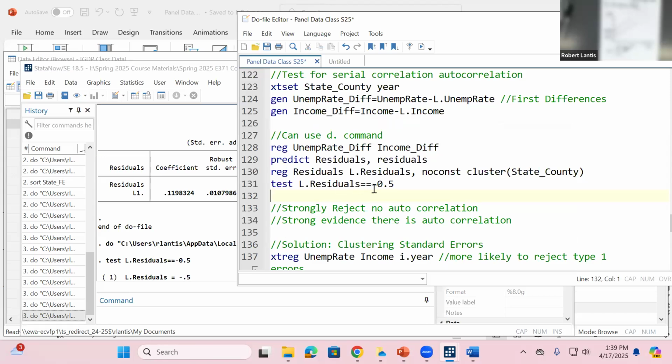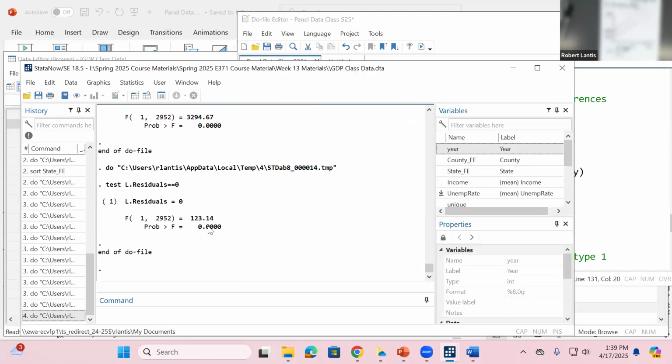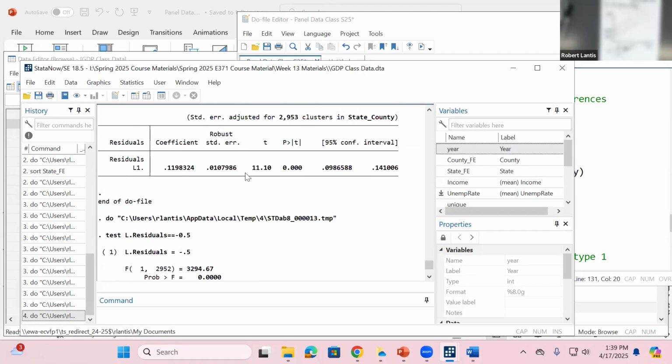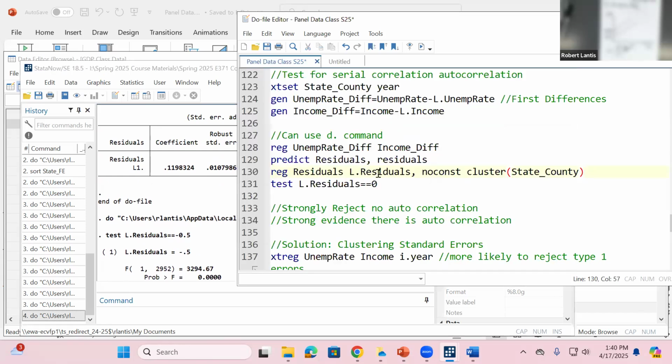But that's how you would run that test. Just test whatever variable you want to test the coefficient of. Not is it different from 0, but is it different from negative 0.5? In fact, if I use 0 here, what should I find? I should find a p-value that matches up with what I originally found, right? Because that should be the assumed true value of 0.